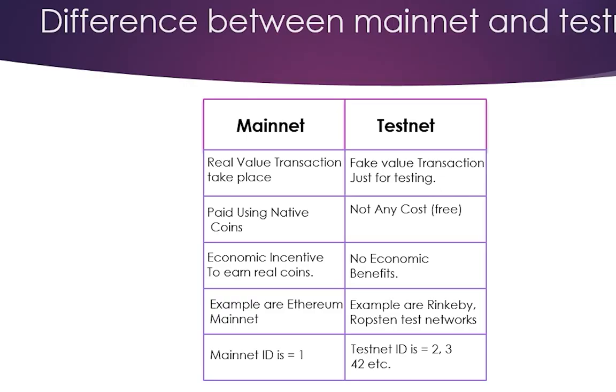We have this table in place: difference between mainnet and testnet. The first point for the mainnet is that real value transactions take place. So what does it mean? I will tell you the full mechanism of how real value transactions take place in the mainnet.